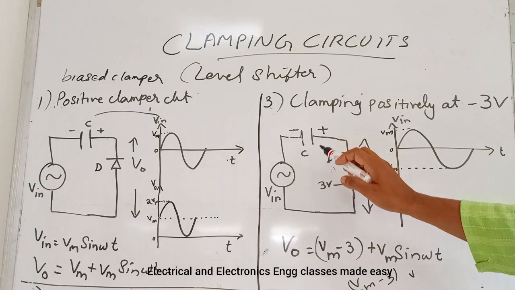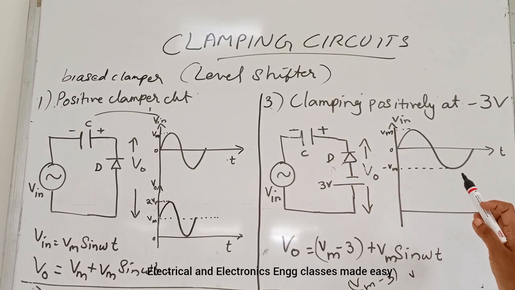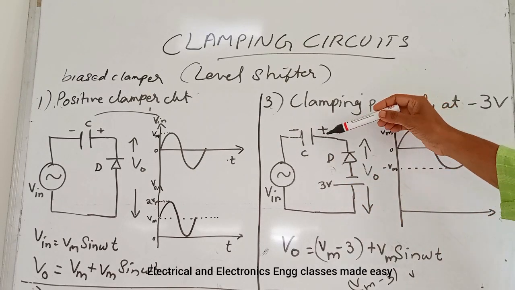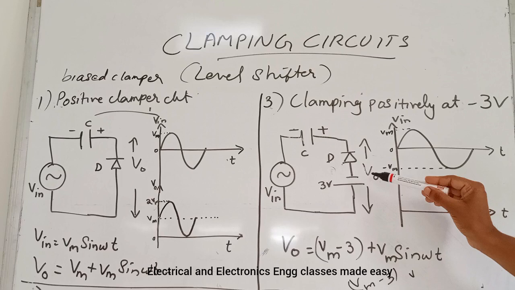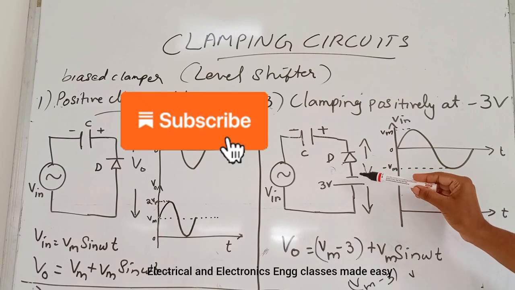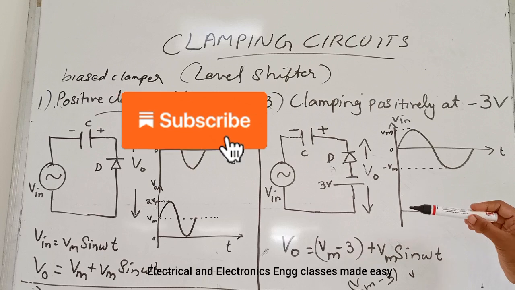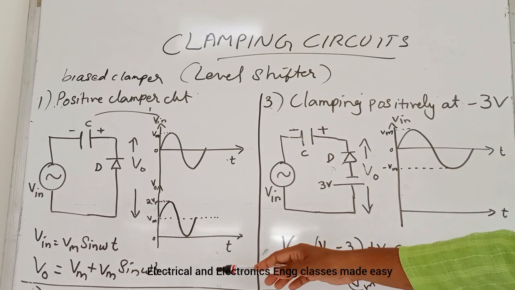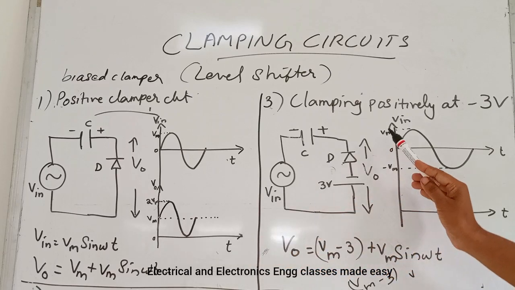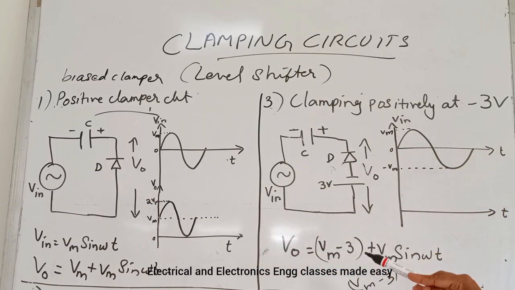And here the polarity of the capacitor is in this way. So the charging of the capacitor is limited to Vm minus 3 volt due to the presence of this 3 volt. And the output is V0 equal to Vm minus 3 plus Vm sin omega t. That is, this is the case for the positive clamper circuit with a biased diode. So here the difference is the capacitor charges to Vm minus 3 volts.